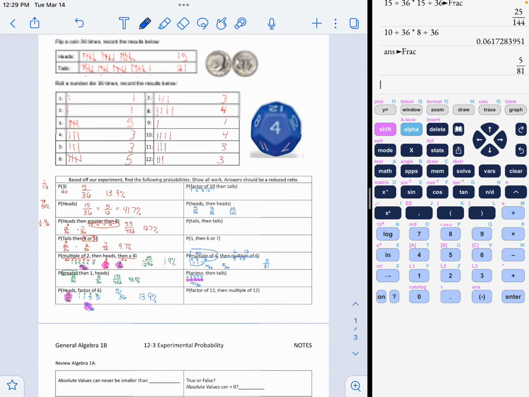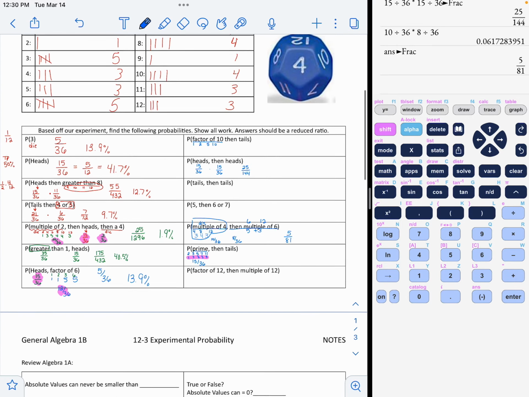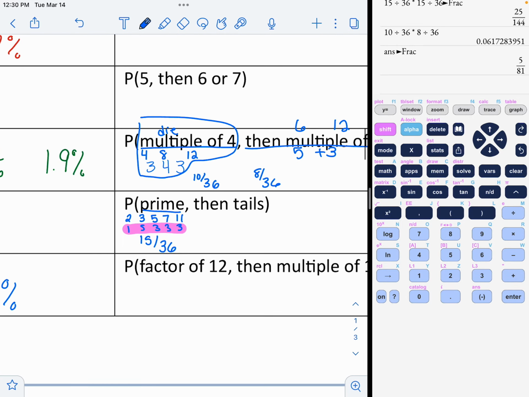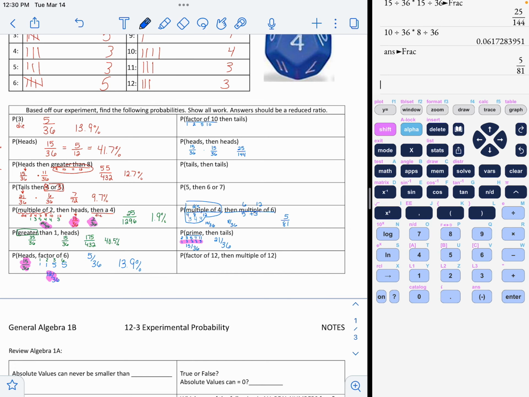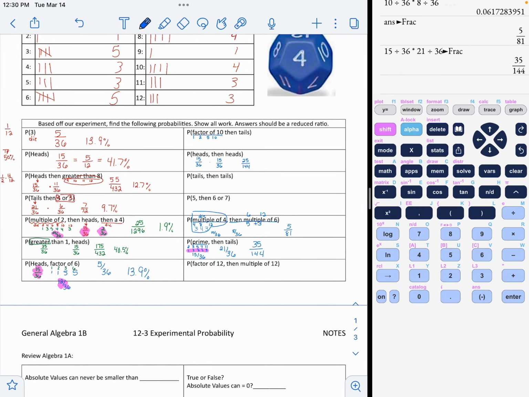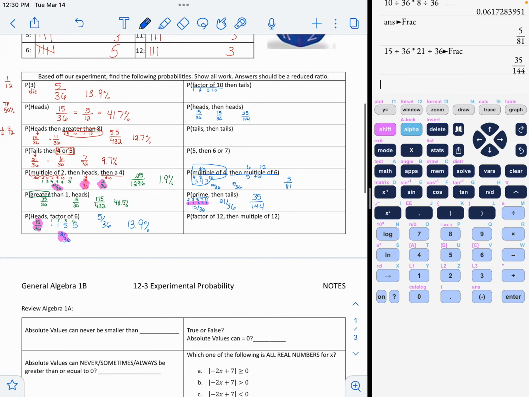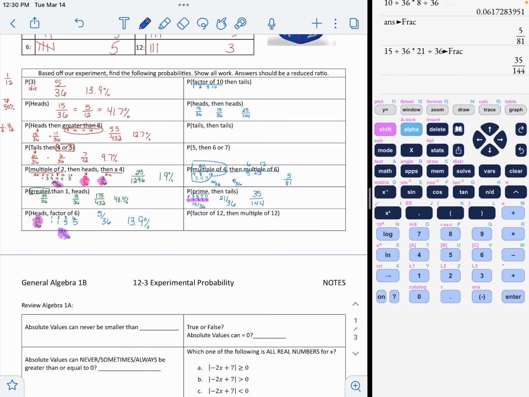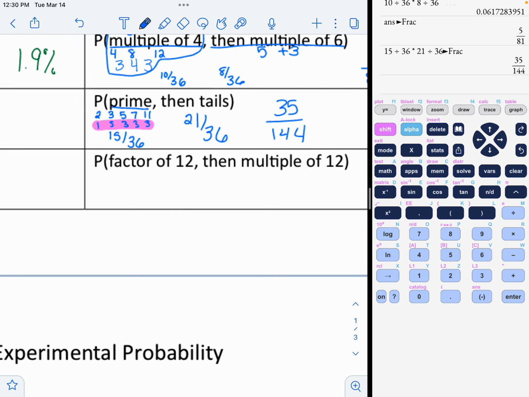And then tails would be 21. We didn't do a lot of tails, huh? 21 out of 36. Okay. And then you would multiply 15 out of 36 times 21 out of 36. Math, enter, enter. And you get 35 chances out of 144. Again, are these theoretical probabilities? No, because what we're doing is we're basing our probabilities off of our experiment.